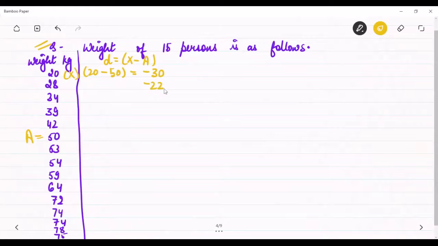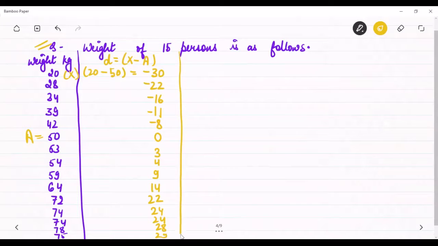We will get minus 22, then minus 16, 11, minus 11, minus 8, then 50 minus 50 is 0, then 3, 4, okay, 50, okay, 9, then 14, 22, 24, 74, 24, then 28 and 29. Okay, so these are the total deviation. I hope this is easy for you guys to understand.